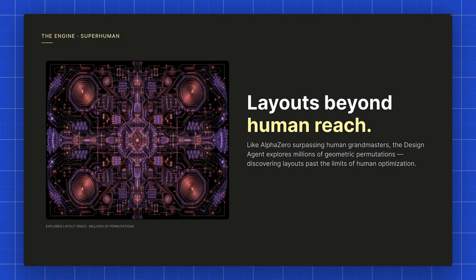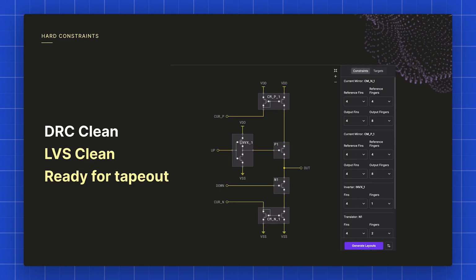Let's take a closer look at the game of layout and its rules. We have two kinds of rules in the system. The first is that of hard constraints. These constraints being the schematic and DRC and LVS cleanliness and meeting all layout requirements in order to be tape-out clean. These are the rigid, unbreakable rules of the game.